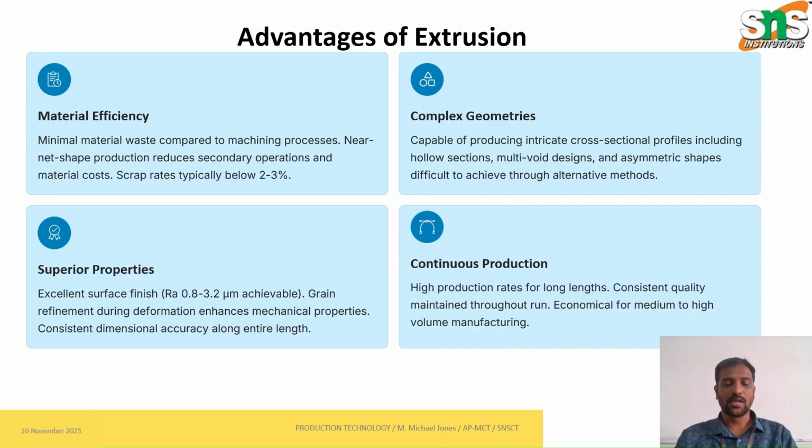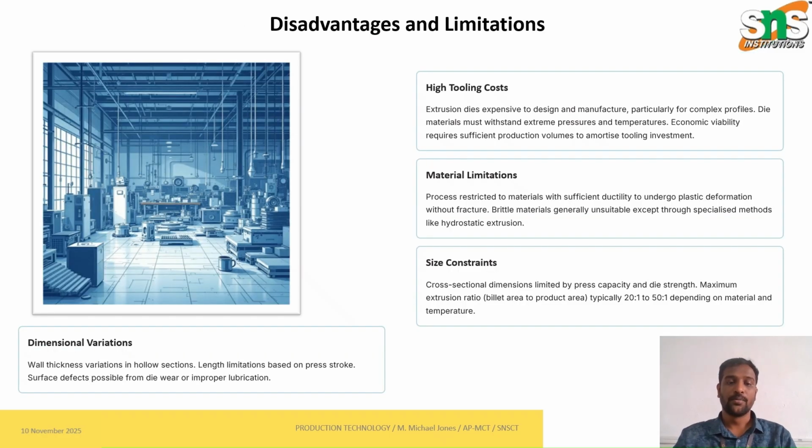The advantages of extrusion are given here. We have material efficiency, complex geometries, superior properties, and continuous production. Material efficiency means lesser wastage or scrap material production. Complex geometries that cannot be made through machining can be made using the extrusion process. Superior properties: the grain size will be refined to a very small extent, so we will have superior strength. And with continuous production, high-length structures can be made.